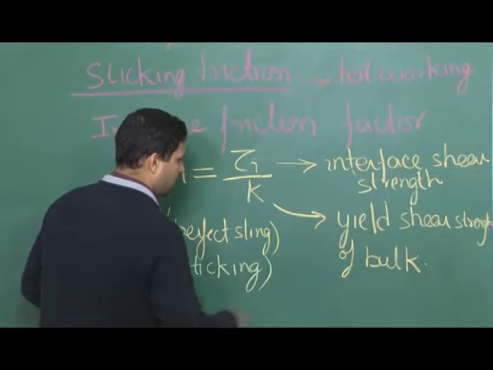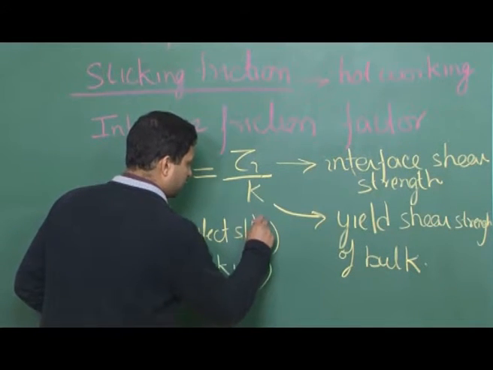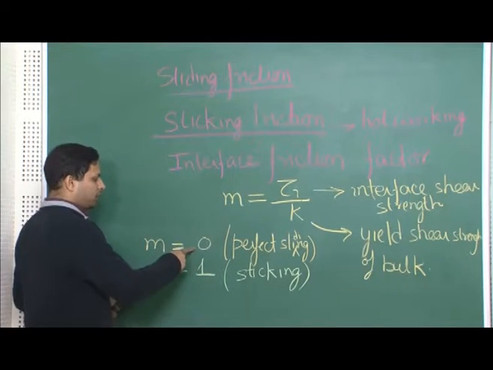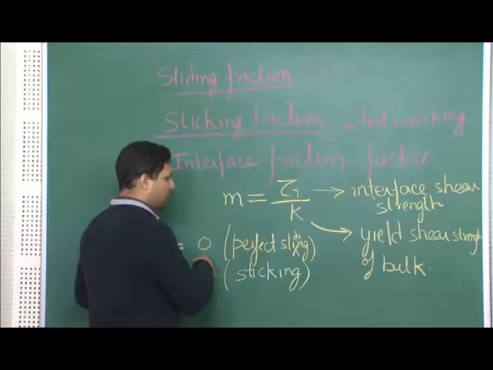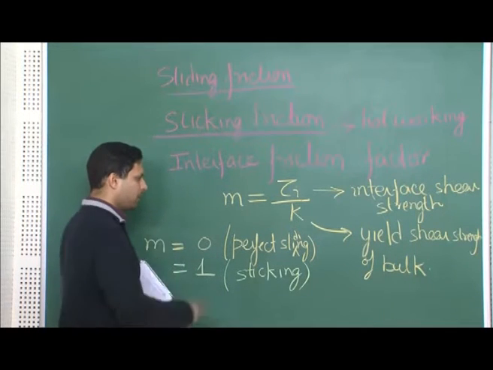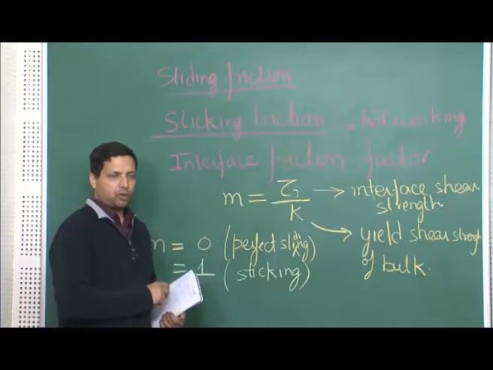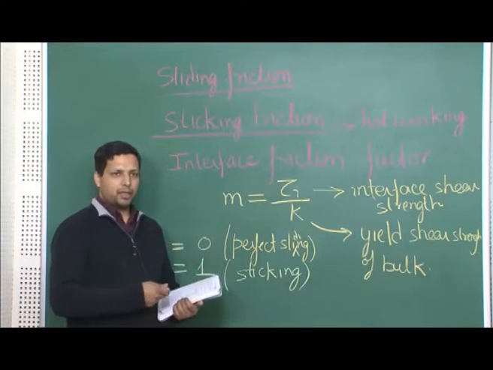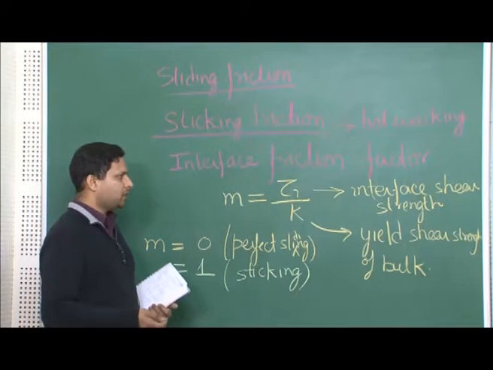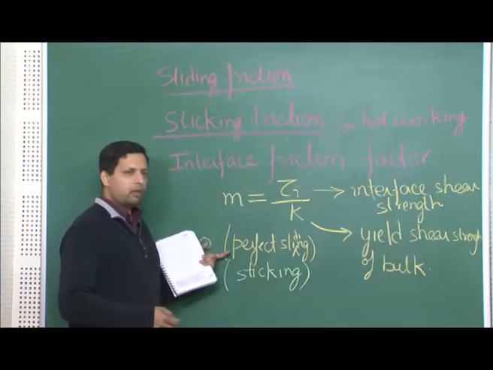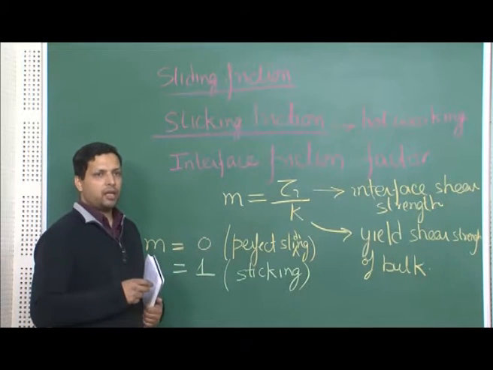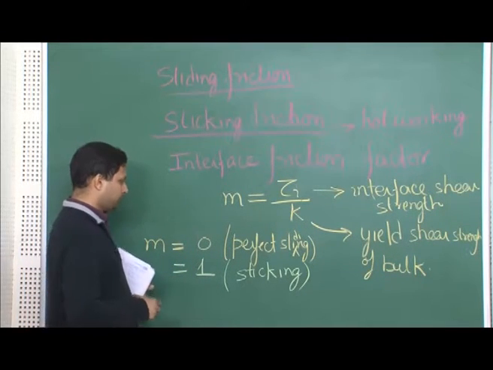Okay, so let me correct this spelling. This is sliding. The ratio, this m varies from 0 to 1. In the 0 condition, when m is equal to 0, it implies it is perfect sliding. Therefore, if for example you are talking about die and the workpiece, then the die and the workpiece can completely slide. And this is the kind of condition we assumed when we took that plane strain indentation example.